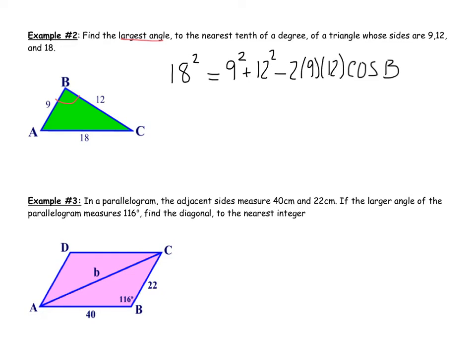Okay, now we have some solving to do. We'd like to solve for B. So we can't put this all into the calculator like the first example. We have to do some simplifying. So in the calculator, do 18 squared. You get 324. And let's do 9 squared. You get 81. And 12 squared, you get 144. And then minus, let's find this product. 9 times 2 times 12. You get 216.